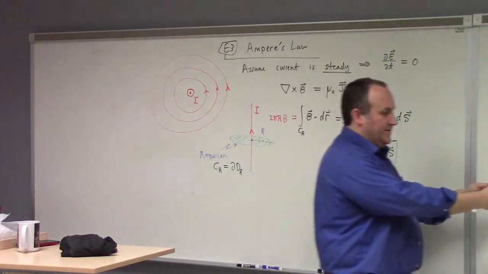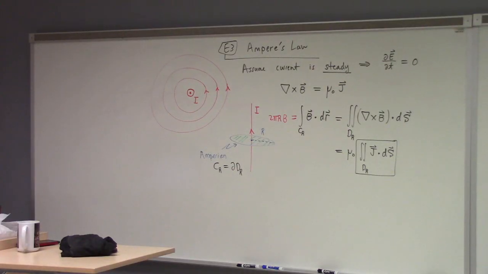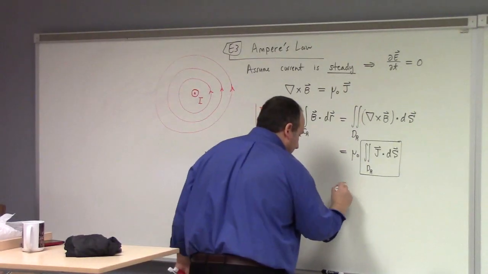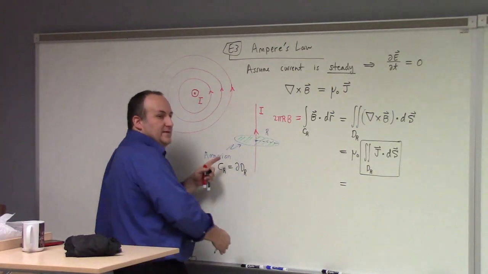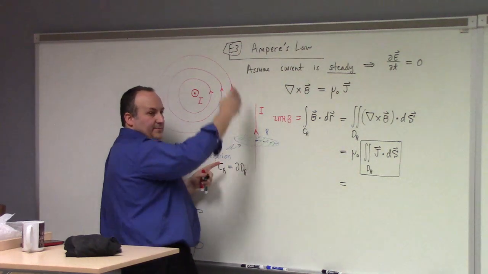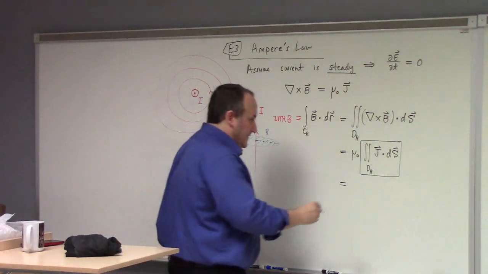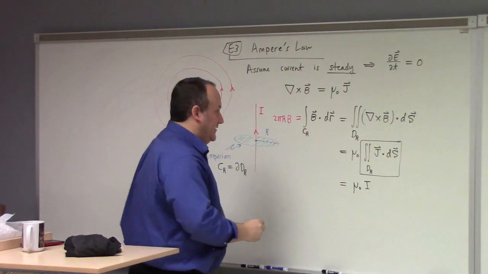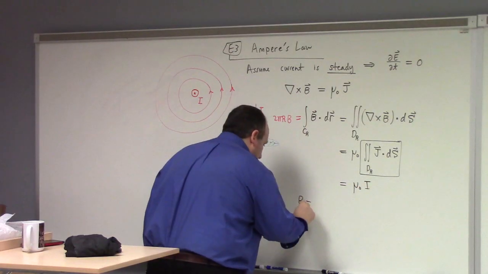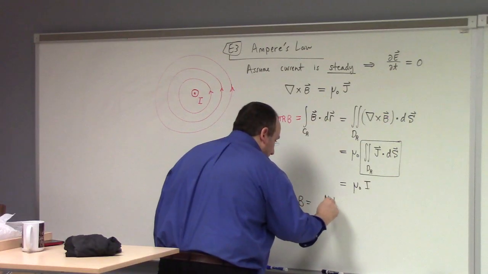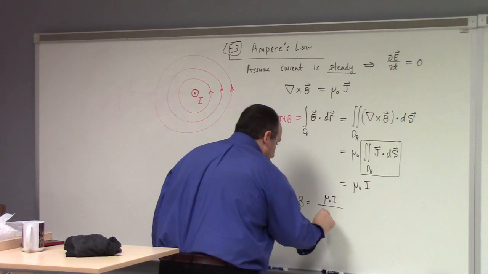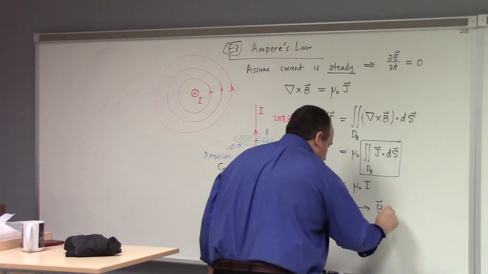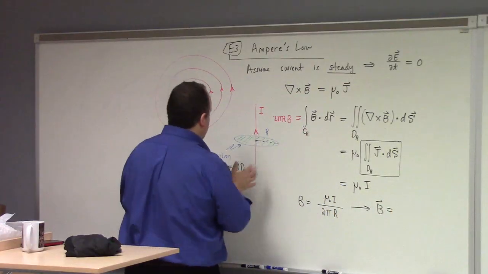So what is this? I told you over here what that was. That was the current enclosed by the surface. What's the current enclosed by this surface? Well, I told you there's just one long steady line current going up the z-axis. So the answer here is mu naught times I. And so this gives us that the magnitude of the magnetic field is mu naught I divided by 2 pi r.